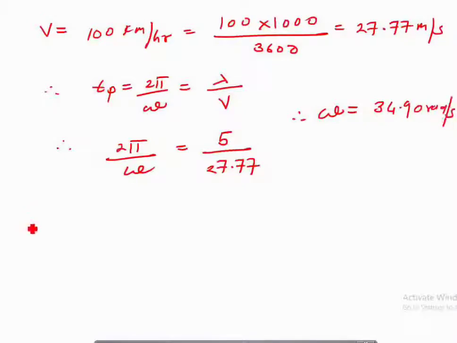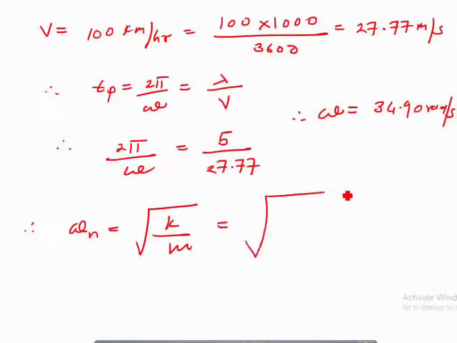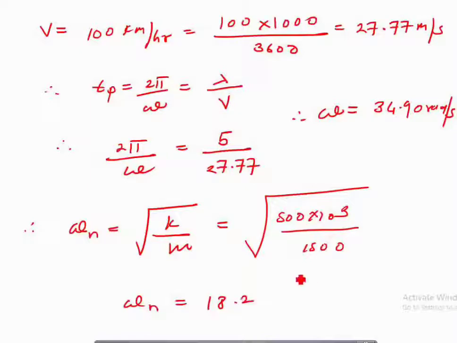Once you know spring stiffness and mass, you can easily calculate omega n, the square root of k upon m. That is 500 into 10 raised to 3 divided by 1500. So omega n you are getting as 18.257 radian per second. Now once you find omega and omega n, we know that the frequency ratio r is equal to omega upon omega n.